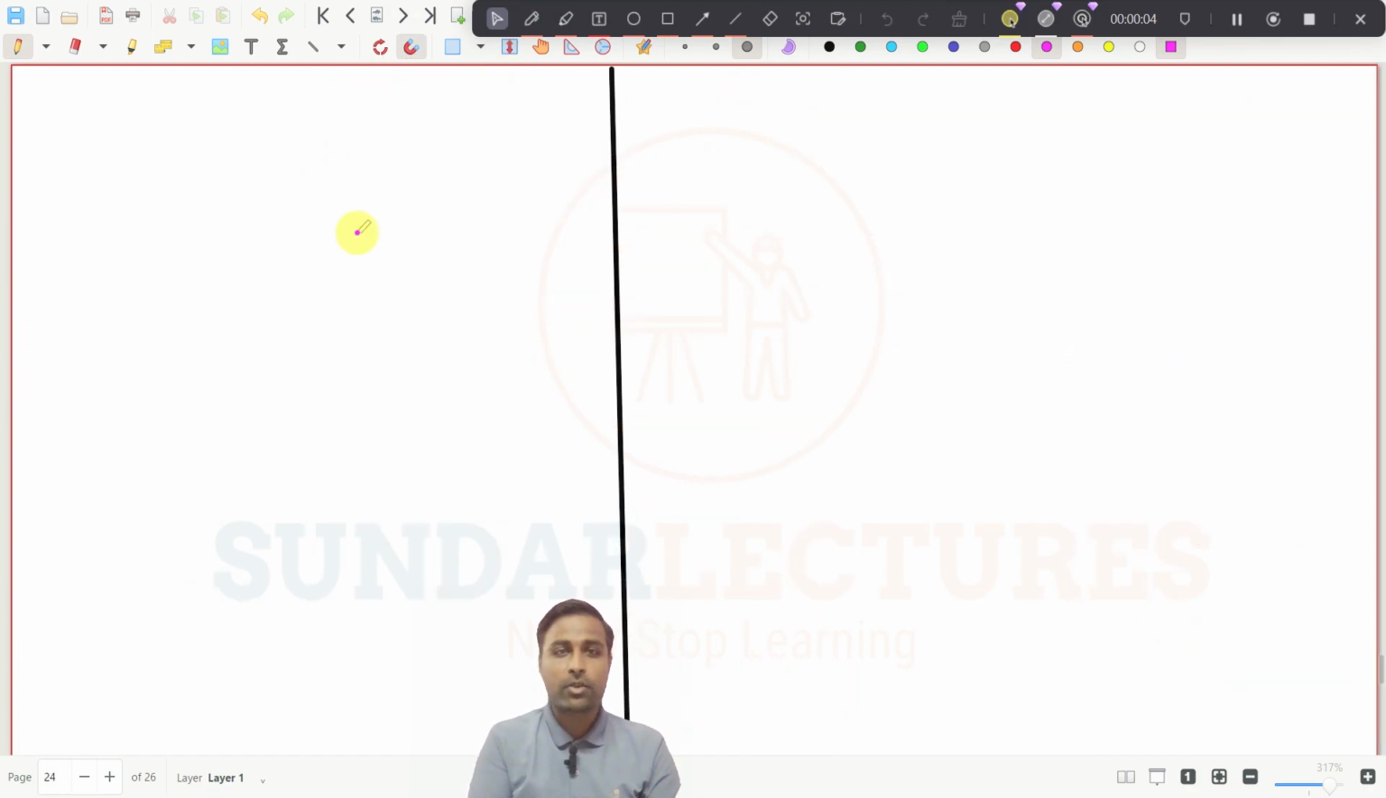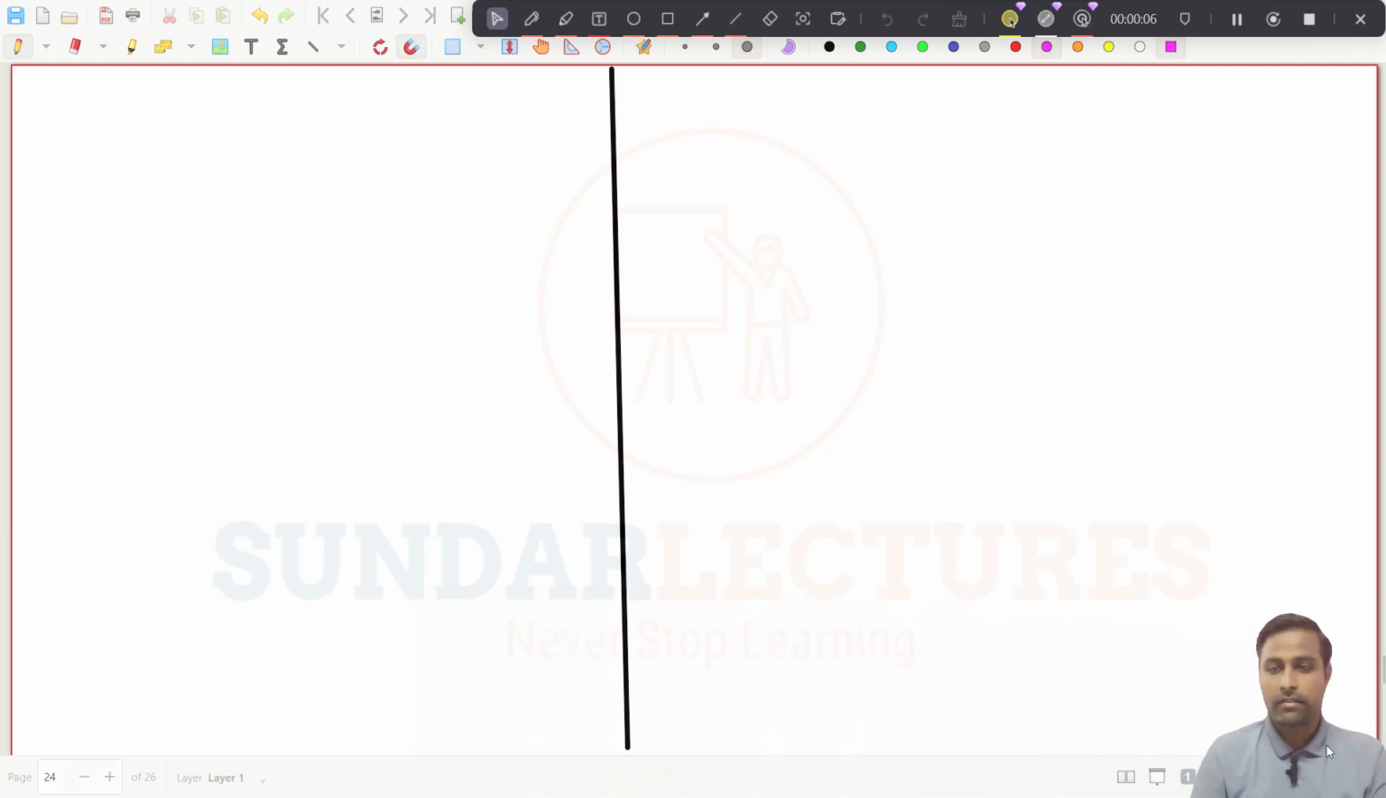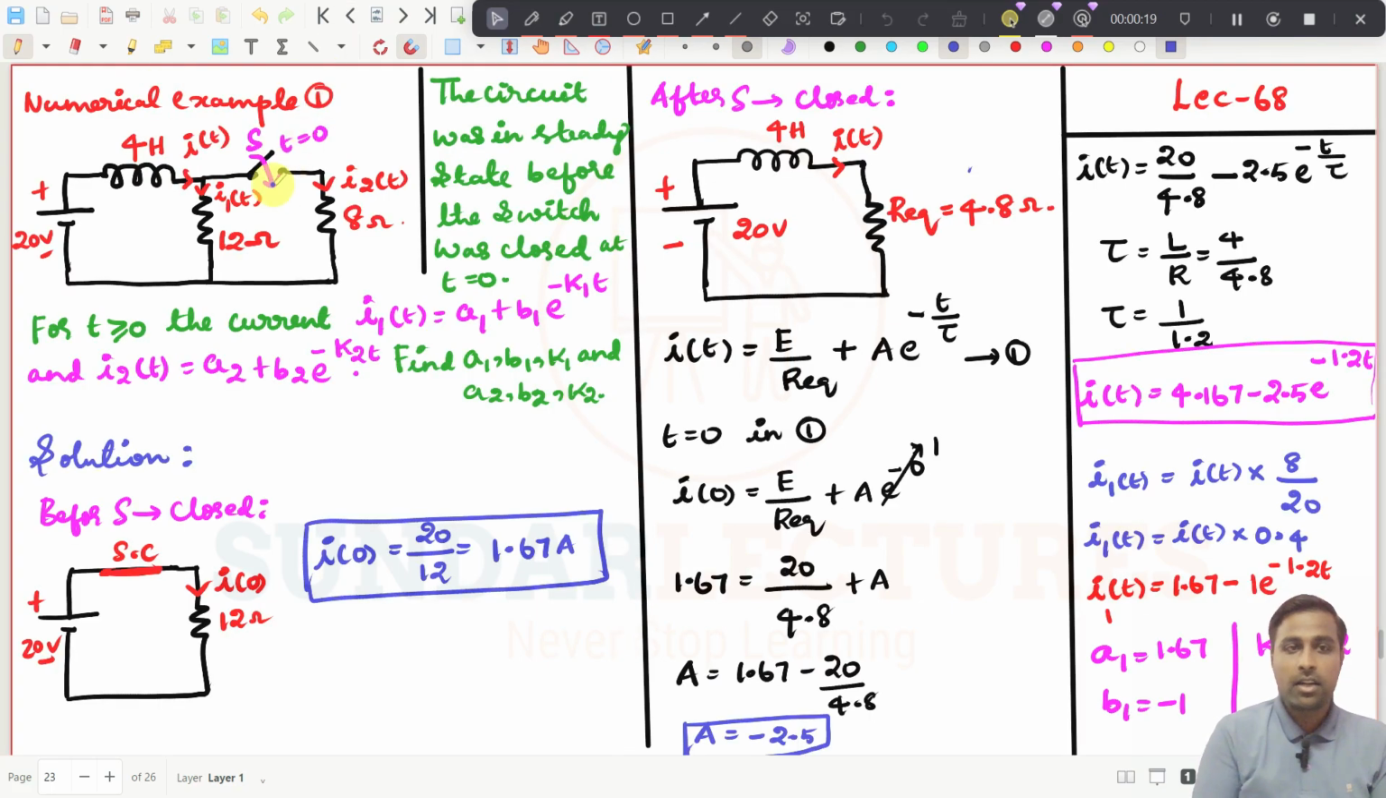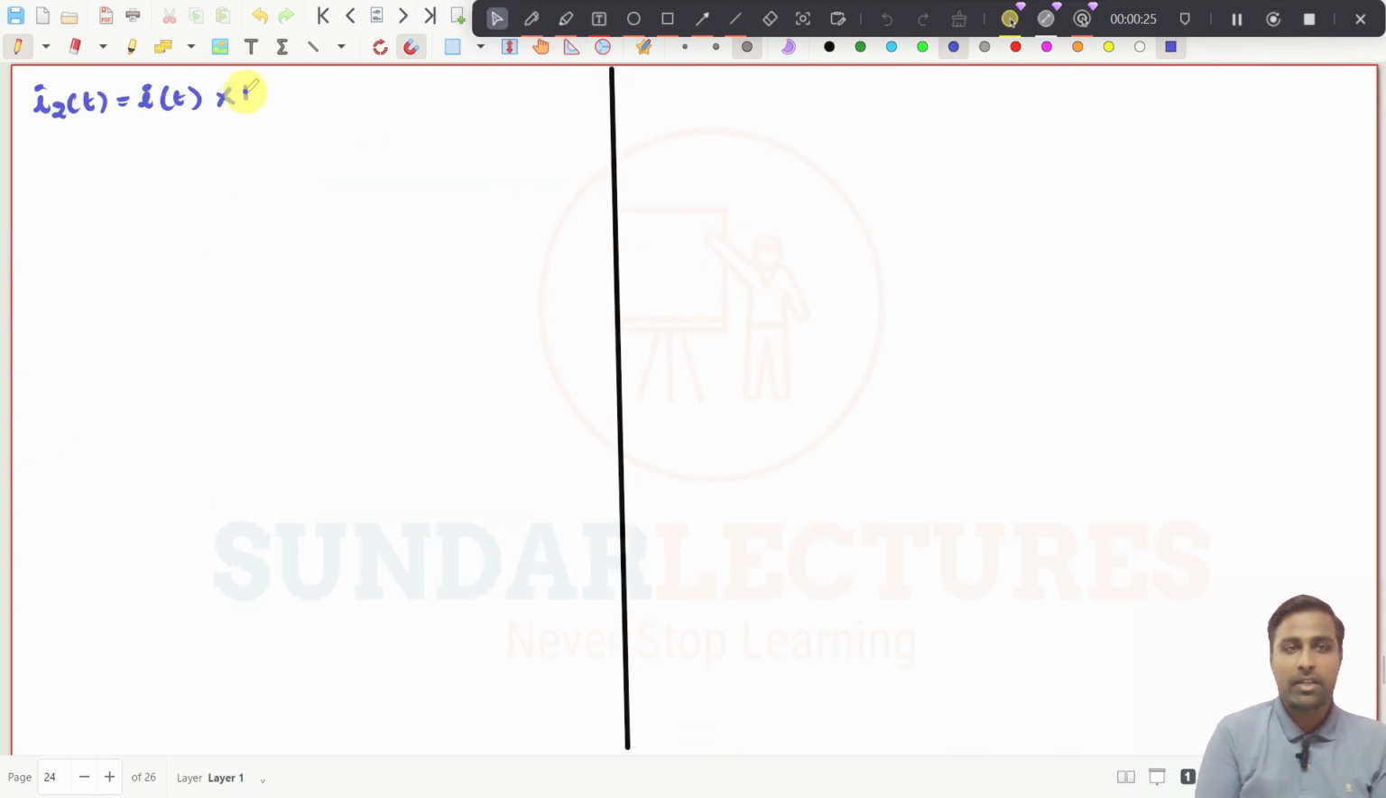I will take it to the new page. So I2 of t, maybe I will write it down here. I2 of t will be equal to I of t, the total current, multiplied by 12 divided by 20, right? And if you substitute, you find this value, it is very simple.